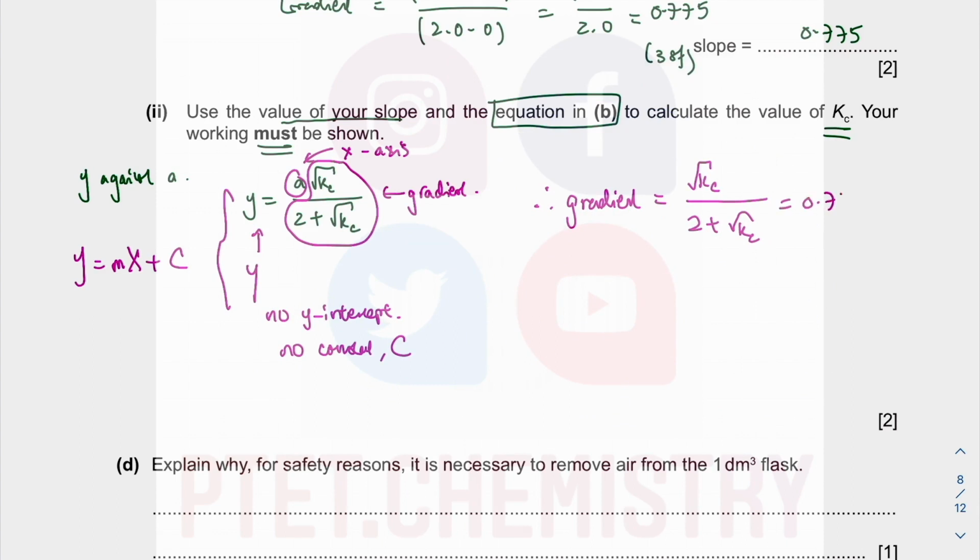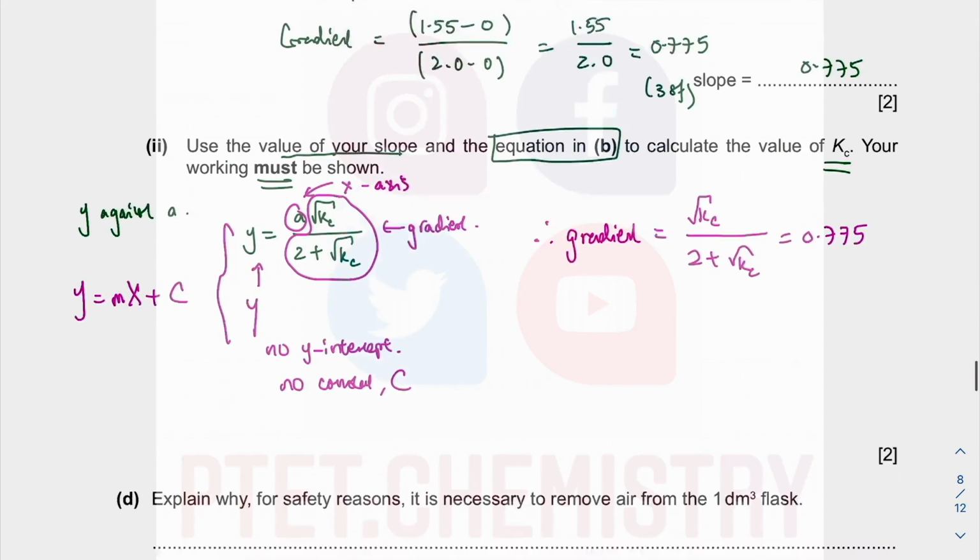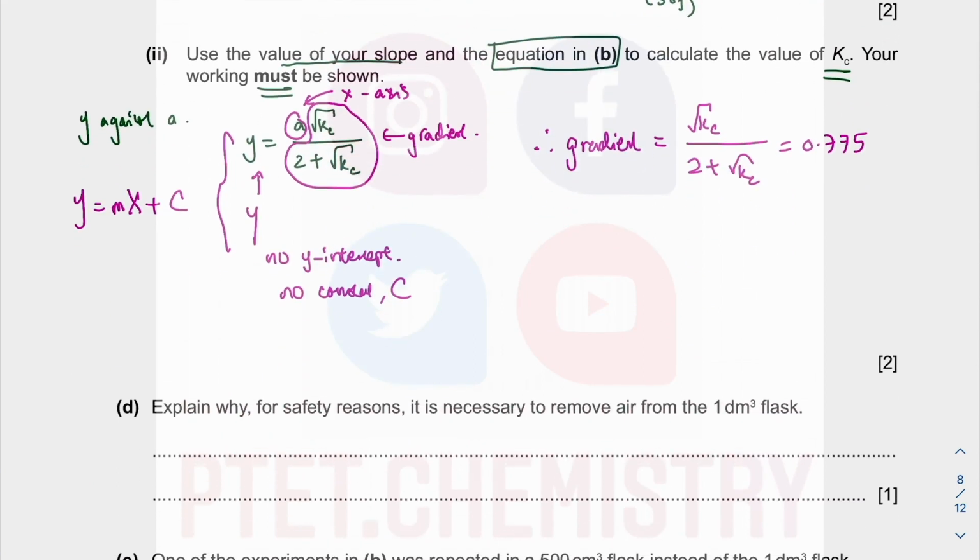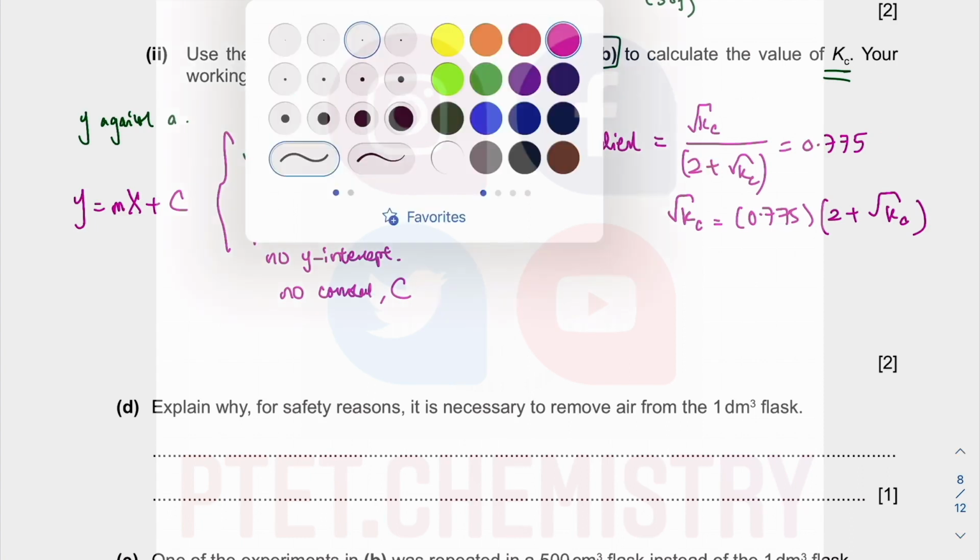So that's 0.775. That is your gradient from the previous question. Now your job is to make Kc the subject. So Kc is equal to 0.775. Use brackets, I cannot stress that enough. This whole thing is multiplied by 0.775, and this is where a lot of students would have made a mistake. They thought it's just 2 times 0.775. No. This is a plus. It brings up the whole thing. It means this times this.